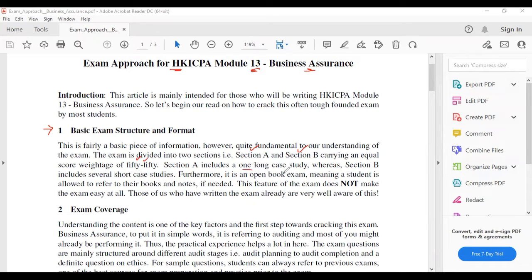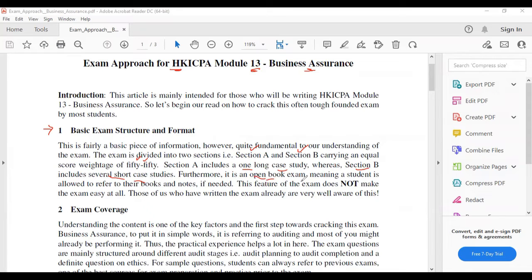Section A includes one long case study, right? It's a straight case study, and you would have questions from that case study. Whereas in Section B, you would have several short case studies, right? So all the questions will be independent. Let's say Section A has 3 questions and Section B has, let's say, an additional 4 questions. Those 4 questions will be independent of each other, whereas those 3 questions in Section A would be linked together because they come from the same case study. You have to use the same case study material.